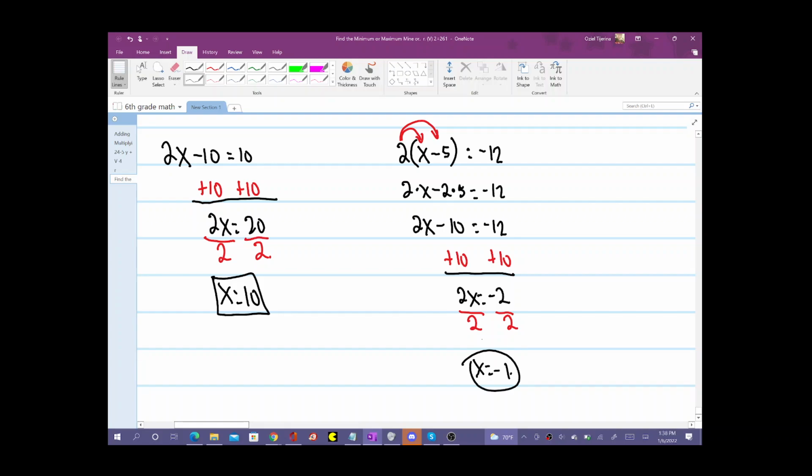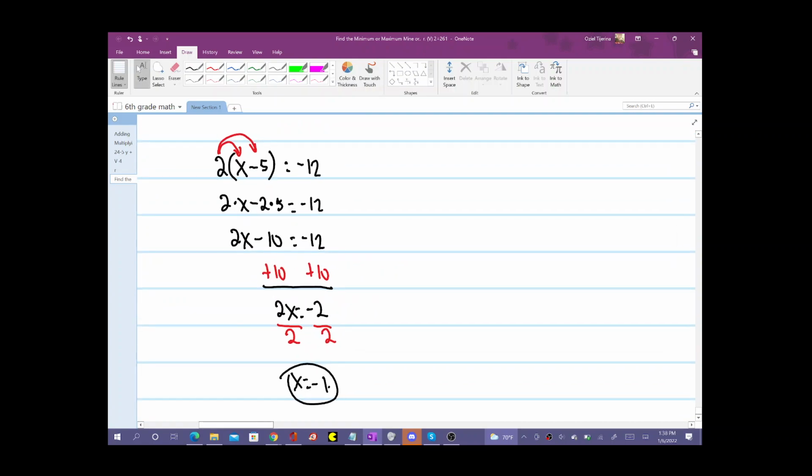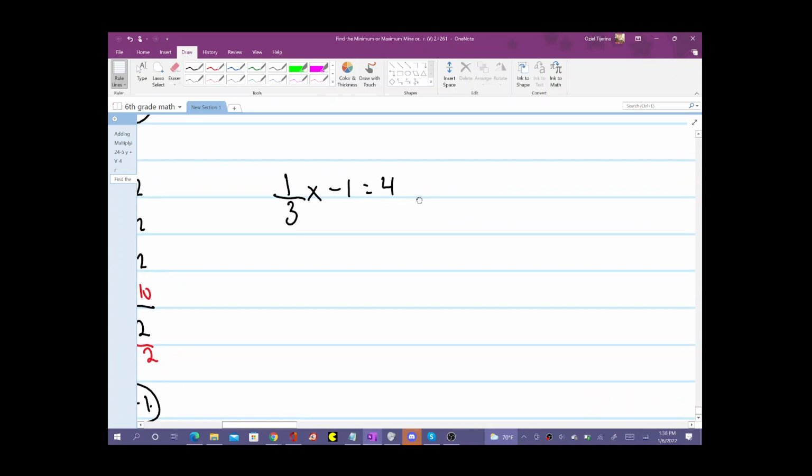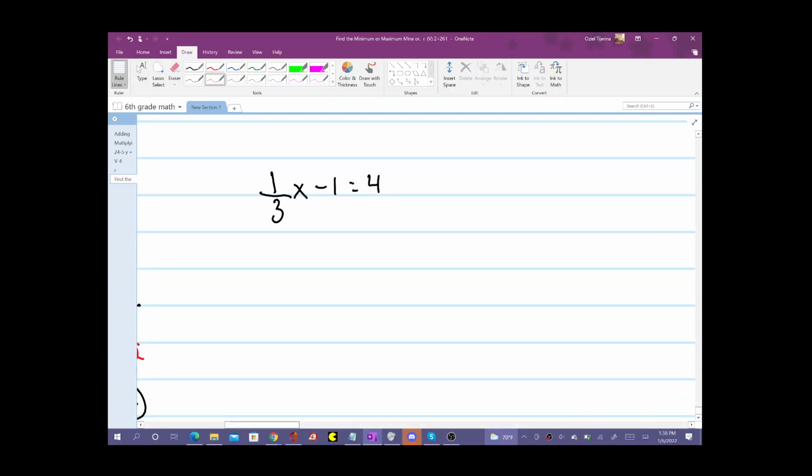What if I have an equation where it gives me a fraction? I'm going to say 1/3 x minus 1 equals 4. So this one looks a little bit trickier, right? But it's not as hard as we think it is. You still add 1 on both sides, and then you have 1/3 x equals 5.